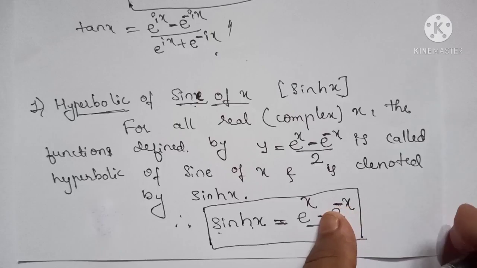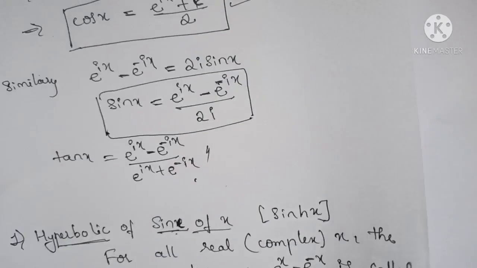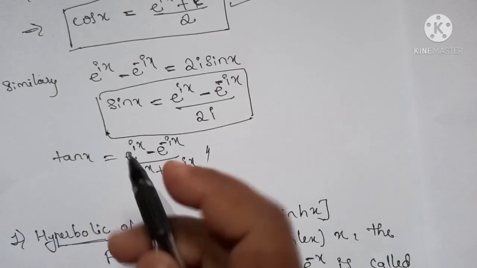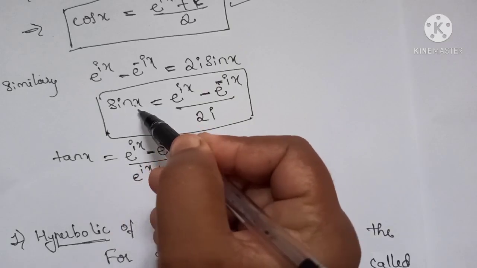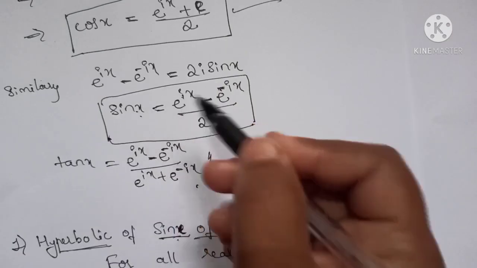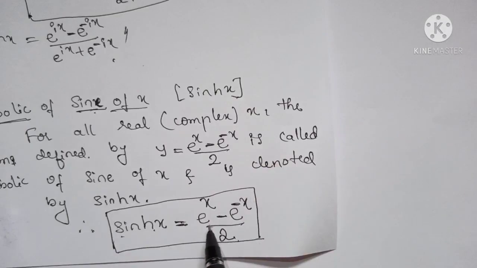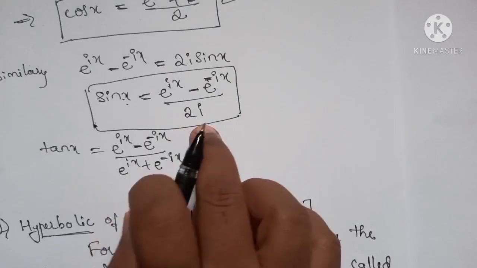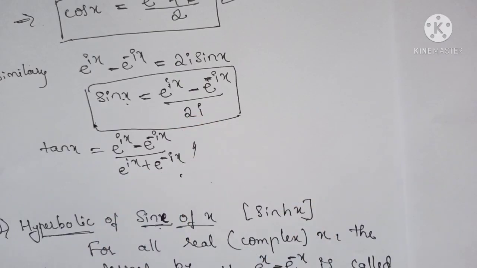So the difference between this hyperbolic function and the circular function is that here we get sin hx, and here we have ix, but in this place we don't have ix, and in the denominator we have 2, but in that case we have 2i. Remember this difference.